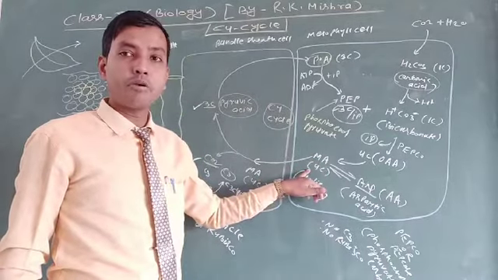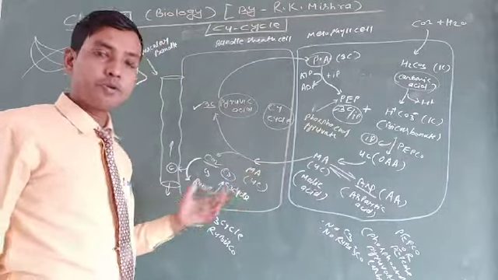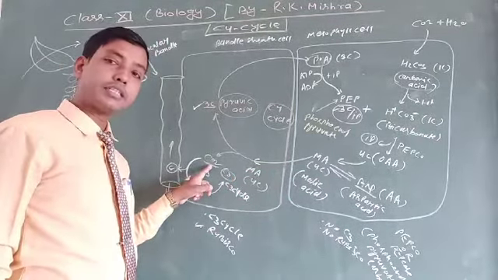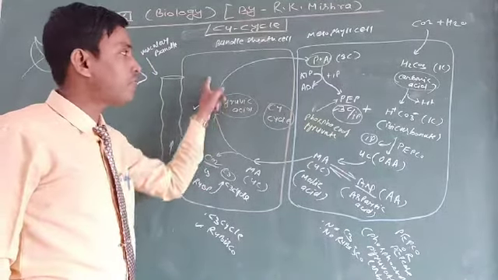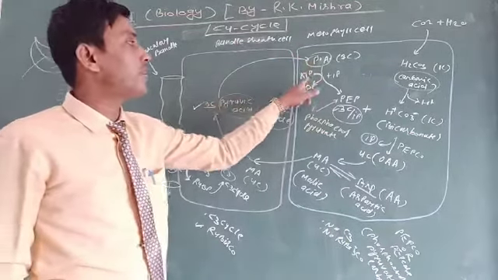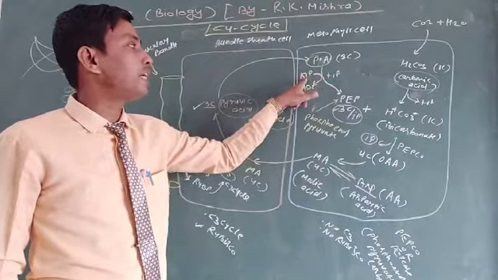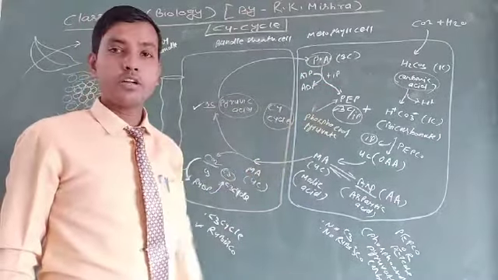That 4 carbon compound malic acid is transported into the bundle sheath cell, where it releases 1 carbon dioxide to form the 3 carbon compound pyruvic acid. Pyruvic acid further returns back into the mesophyll cell, where by the conversion of ATP into ADP, it converts into phosphoenol pyruvate.